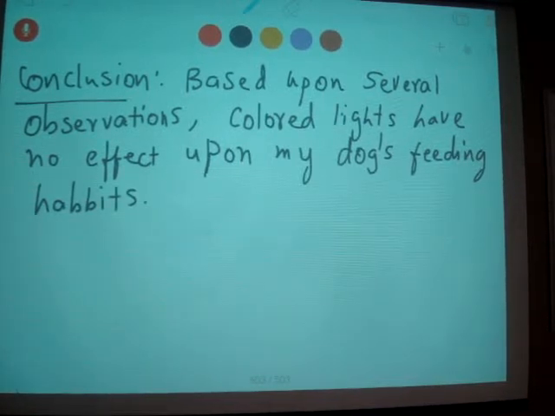You see that? What they did? They follow scientific method, right? Even these elementary kids, they follow scientific method. They observe, they come up with a problem, they come up with hypothesis, they set up an experiment, they gather the data, and then they come up with the conclusion that there is no effect on dogs' feeding habit.